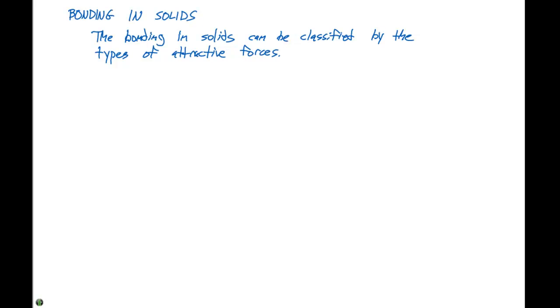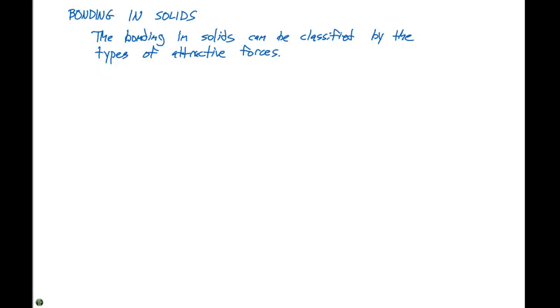In this video, we're going to classify the different types of bonding in solids. And the bonding in solids can be classified by the types of attractive forces. And remember, when we have solids together, the atoms are packed really, really tightly. So since they're packed really tight together, the attractive forces can lead to some very interesting properties that we don't see in liquids and gases.